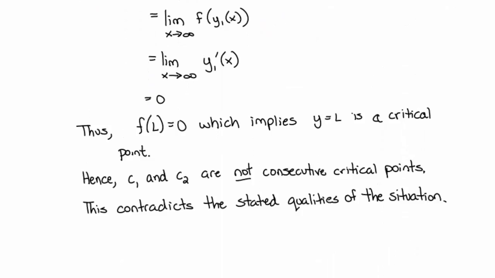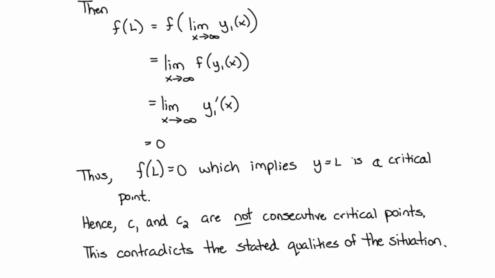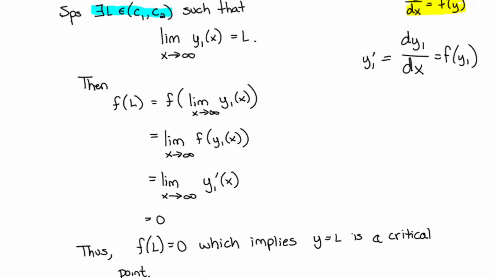So here we have it. Hence, C1 and C2 are not consecutive critical points. This completely contradicts the stated qualities of the situation. The stated qualities are that C1 and C2 are definitely consecutive critical points. And so this contradiction implies that we made a bad assumption somewhere in our proof.